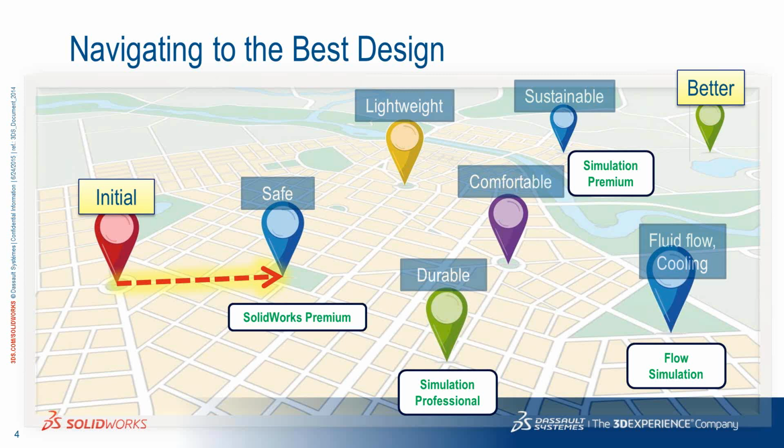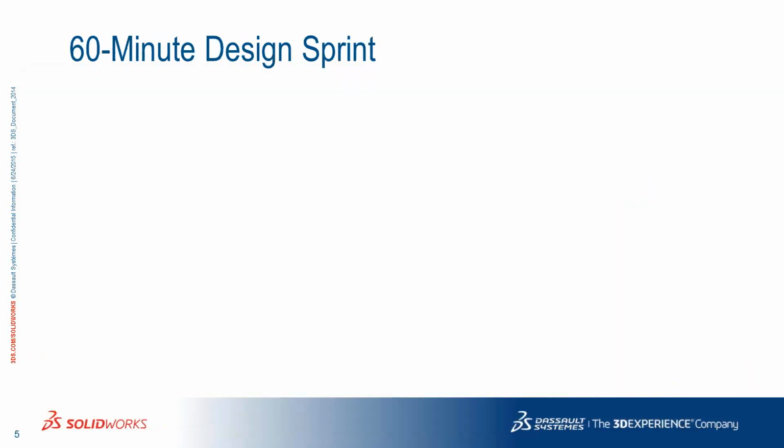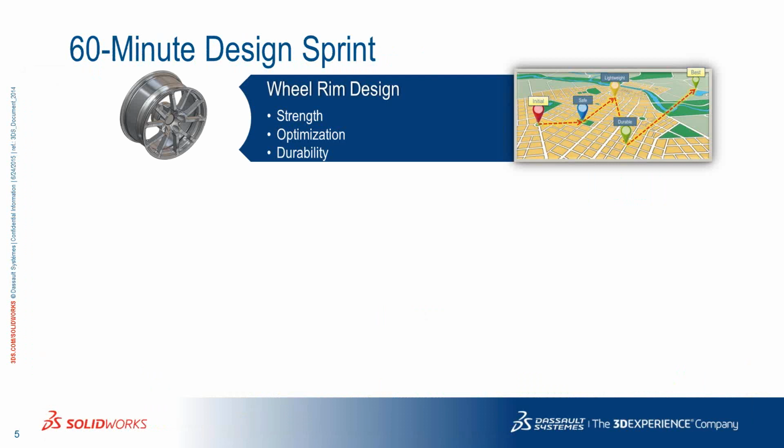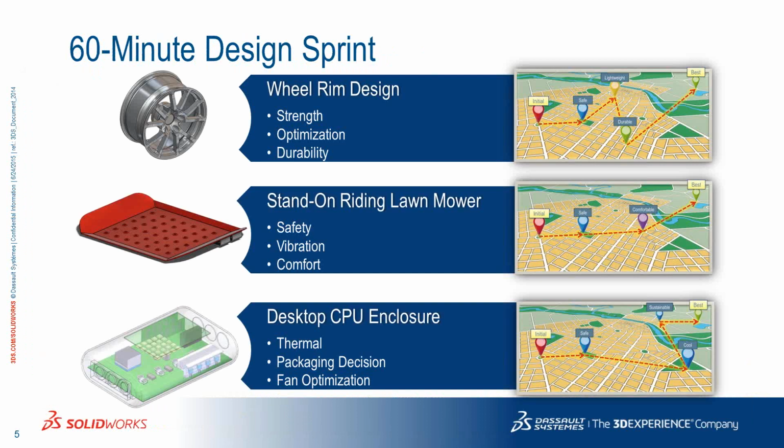Go ahead, next slide. So we're going to take a very quick design sprint. We've got 3 real-world opportunities here that we're going to talk about, and I'm going to turn this over to Ramesh in just a second. So the first one is going to be a wheel rim. This is from a real customer. The customer issues had to do with strength, optimization, and durability.